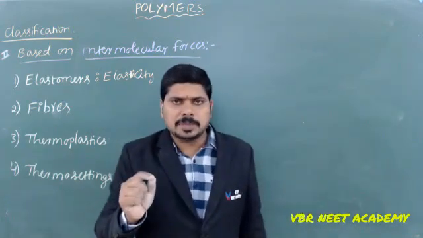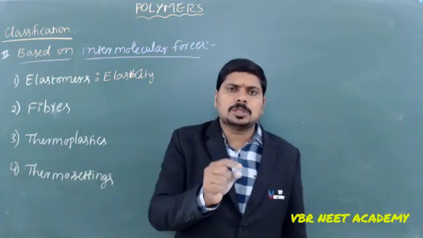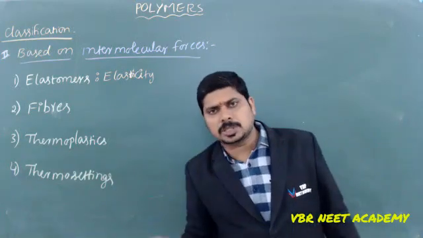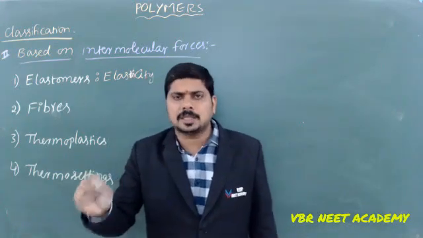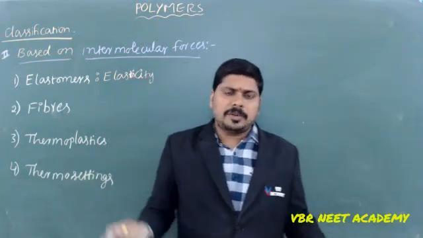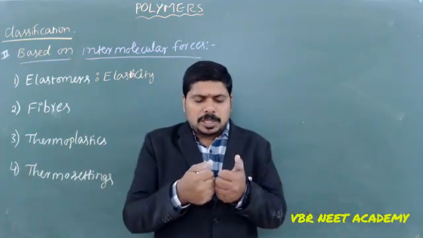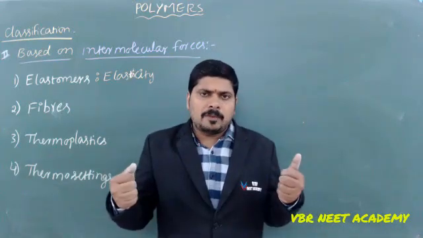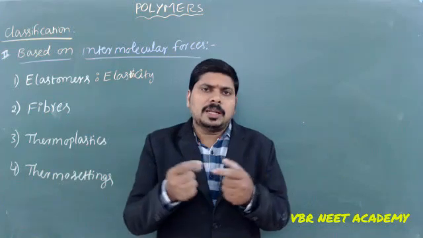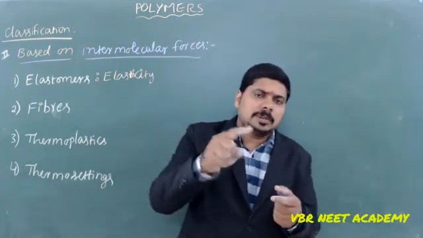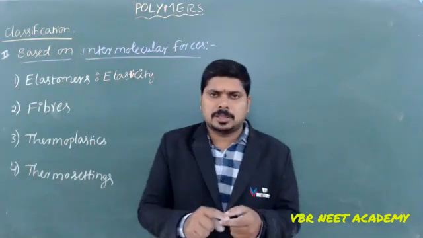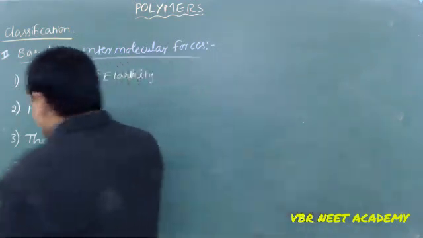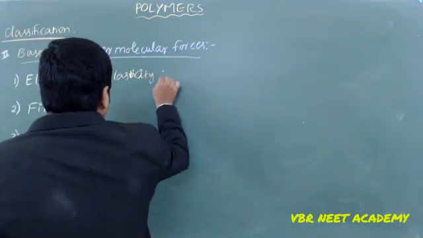Elastomers are nothing but the polymers which show weak intermolecular forces, due to which they can show the property called elasticity. What is elasticity? When we apply the force, those forces break down. When we relieve the force, they regain their original structure by reconstructing the forces among the polymeric chains. So all rubbers are examples here.